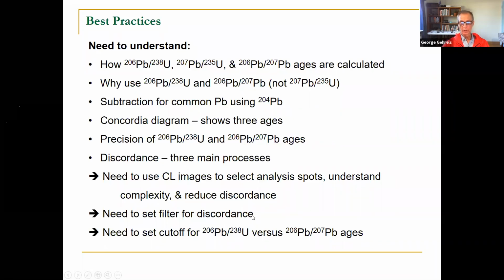Then you're the one that has to set this filter: 10%, 20%, 30%. Most papers these days are in the 10 to 20% range. And you also need to set that cutoff for 206-238 versus 206-207.